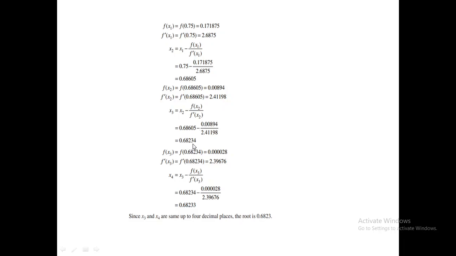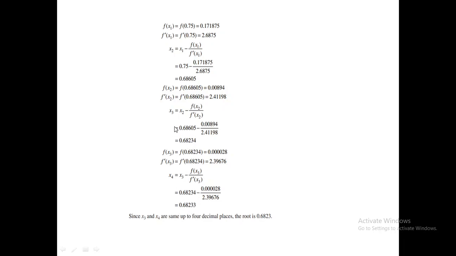Comparing 0.68605 and 0.68234, after the decimal point only 2 digits are correct. Then we go to the next iteration. f of x3 is equal to 0.00028, and f dash of x3 is equal to 2.39676. Then put all these three values in that equation. You will get x4 is equal to 0.68233. Check up to 4 decimal places.